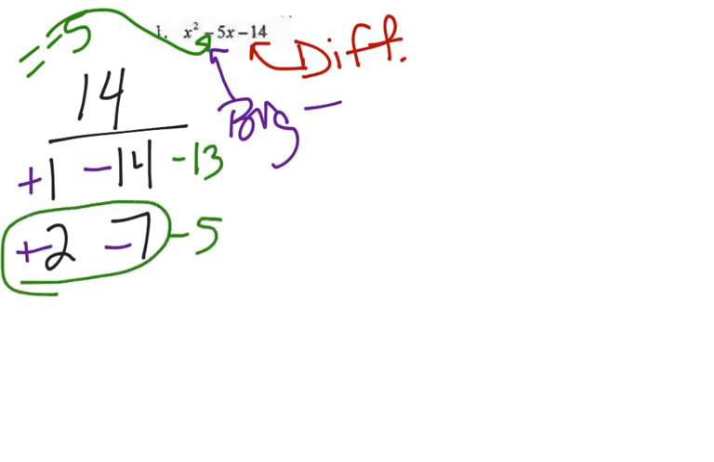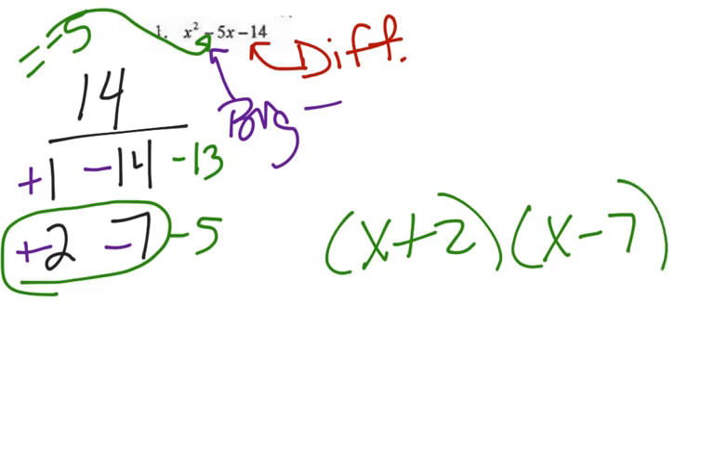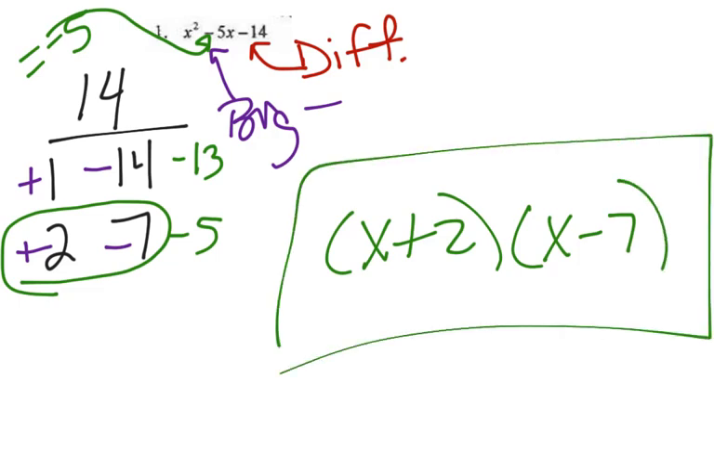That means these are the factors that I want to use. So I write my answer as x plus 2, because it was positive, and x minus 7 because it was negative. This is my answer.